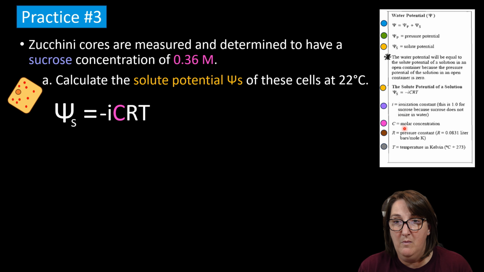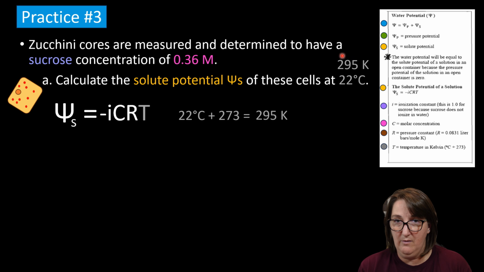C. That's my moles, so my molar concentration is C. So now I have to look, what do I have next? I have this right here, temperature. And remember, I can't just do this. I have to go in and do 22 plus 273, and that's going to give me this number here in kelvins.